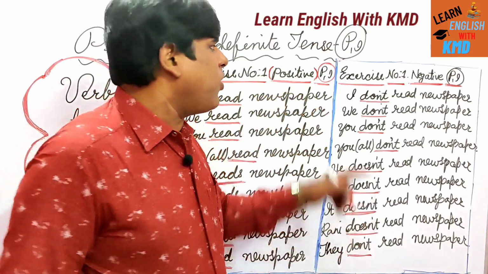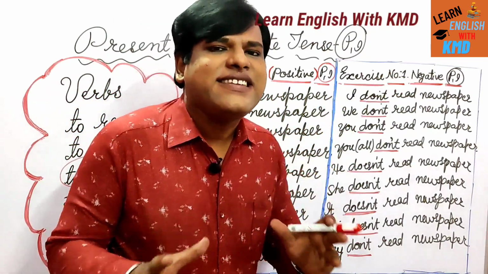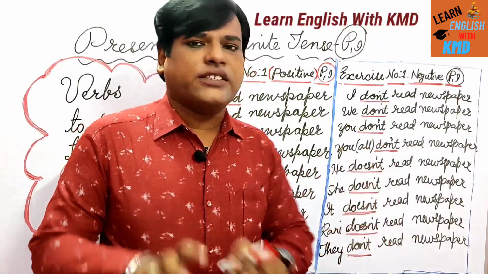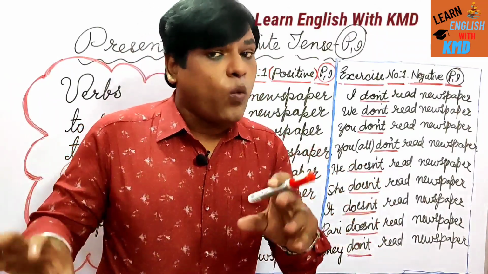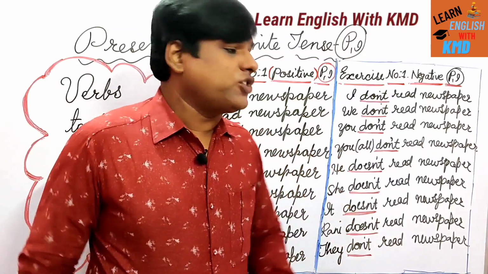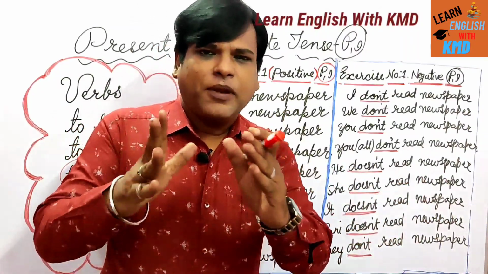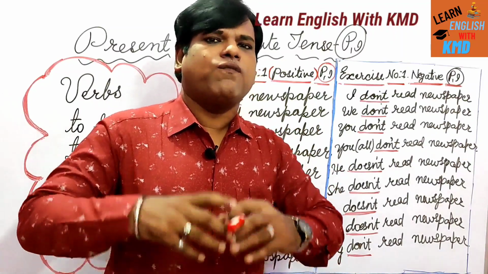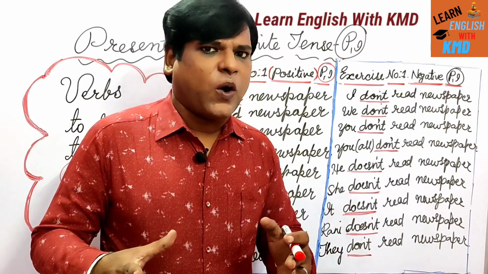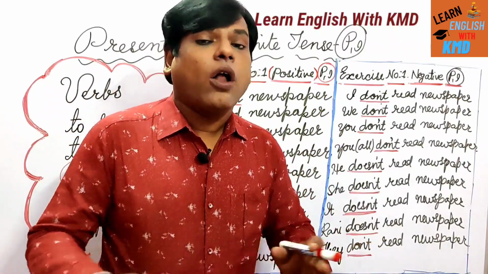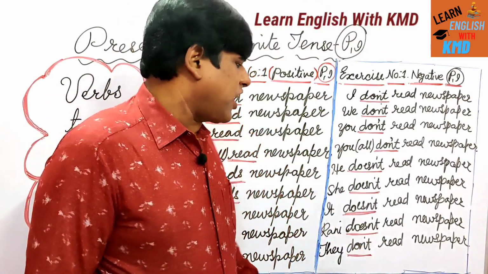Here I go. Exercise number 1, negative. I don't watch television. We don't watch television. You don't watch television. You all don't watch television. He doesn't watch television. Let me run it by you again, my dear viewers. That's wrong on your part. Don't say he don't watch television. Always say he doesn't watch television.